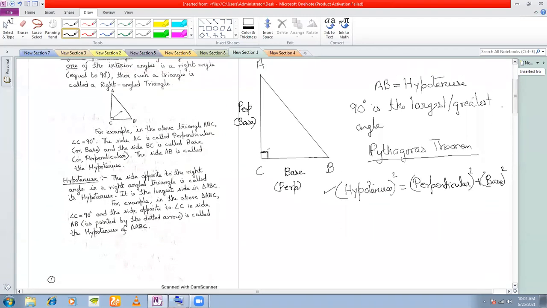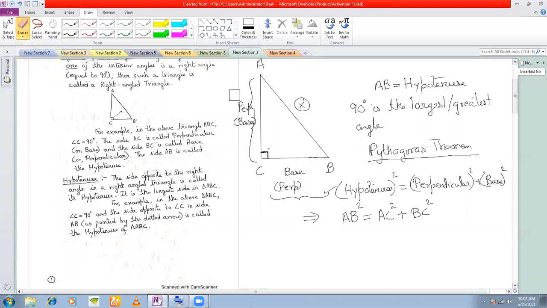We have applied this theorem earlier also, and now we will do more problems on this. Hypotenuse here, if you see, is this side, so AB is our hypotenuse. Perpendicular here is AC, and base here we have taken as BC. So this is our Pythagoras theorem.